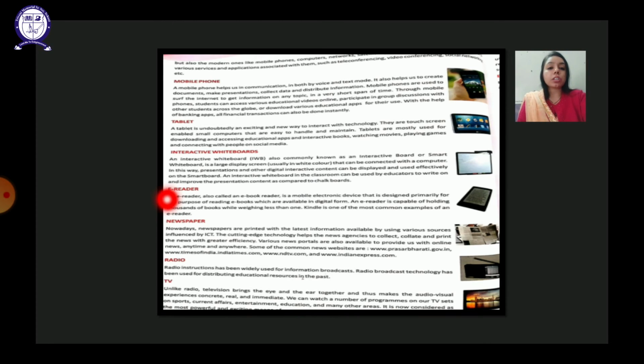So radio instructions have been widely used for information broadcast. Some of the farmers use radio to know about the good variety of seeds or any other thing related to farming. And TV is another mode, it is an ICT tool, where in radio we can only hear the voice, in television we can see that thing also and hear that thing also. So it gives us an audio visual interaction.